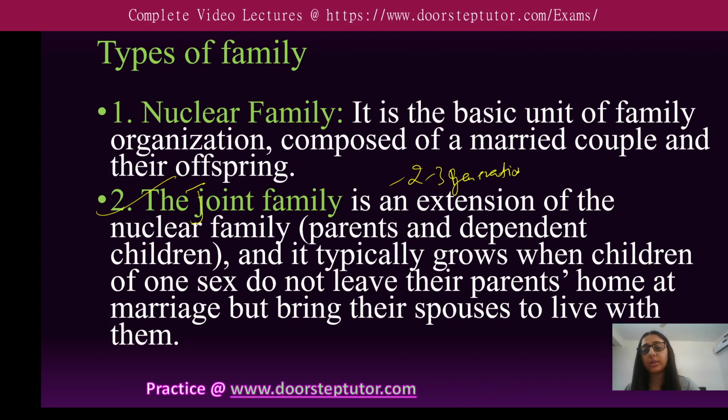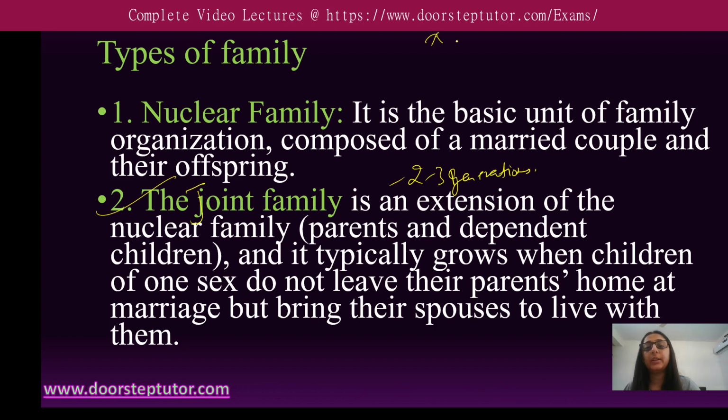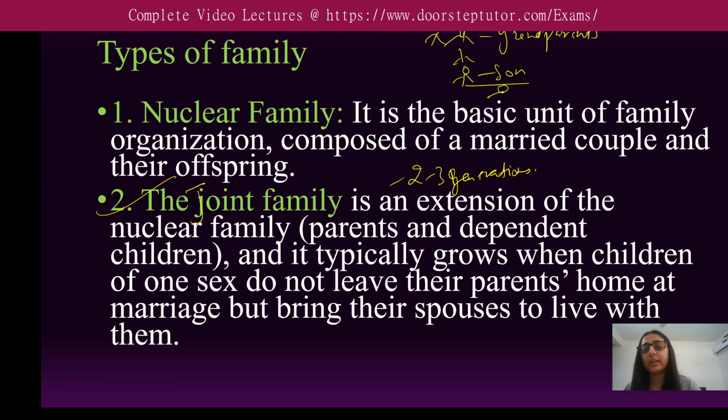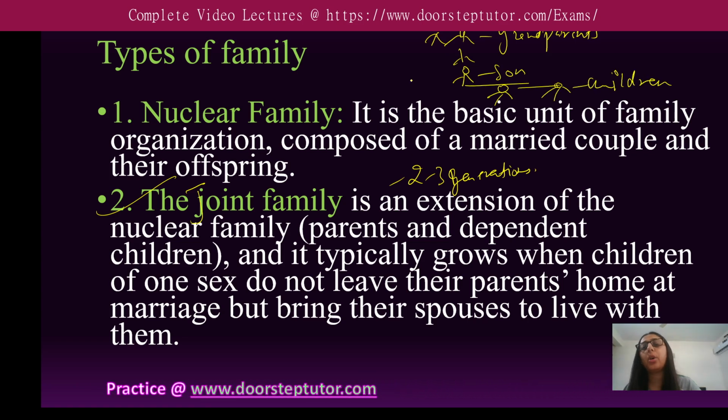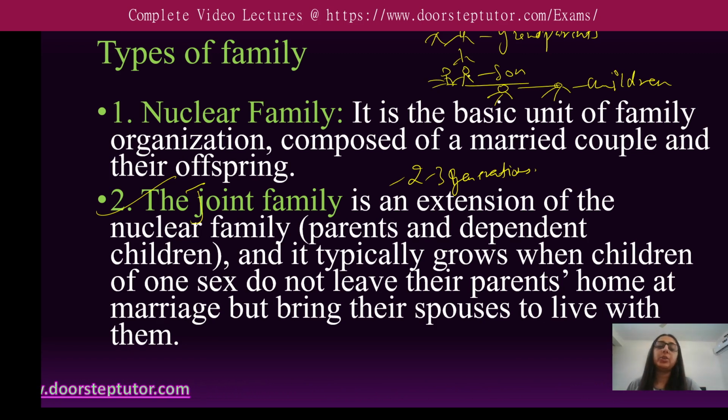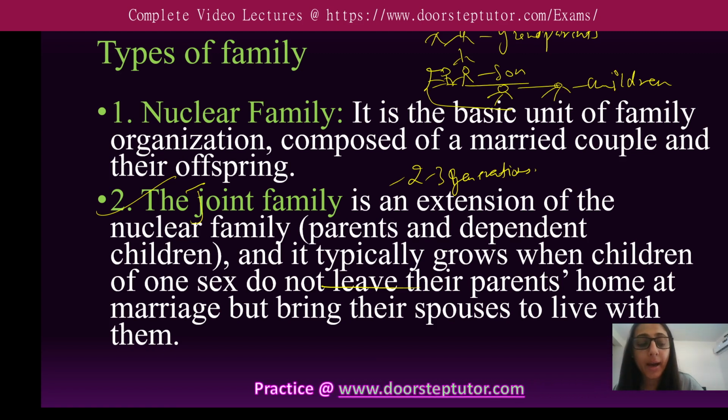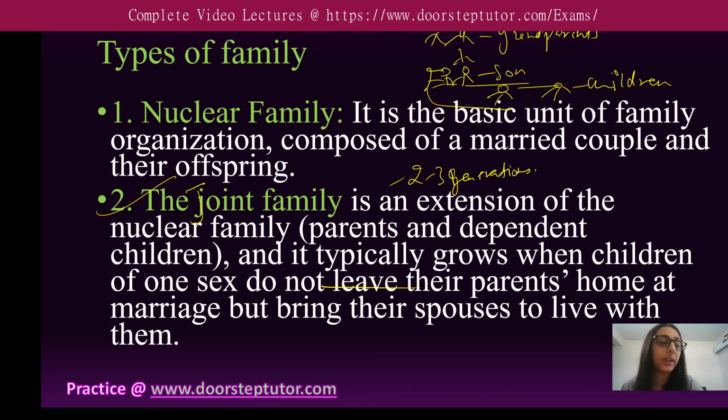two to three generations. For example, there will be grandparents, the son, and then his children. That constitutes a joint family. It typically grows when children of one sex do not leave their parents' home, and they bring their spouses to live with them. That comes to a joint family. Nuclear, on the other hand, will consist of only two generations, that is, the married couple and their unmarried children. So that is your nuclear family.